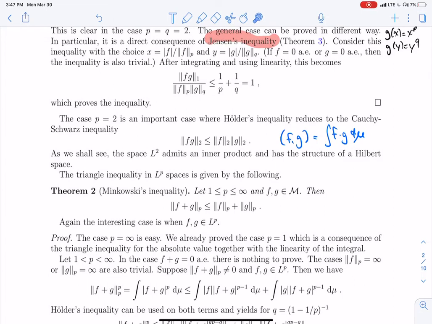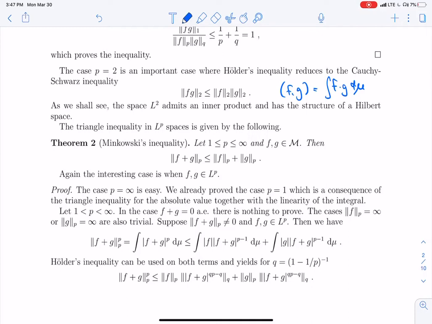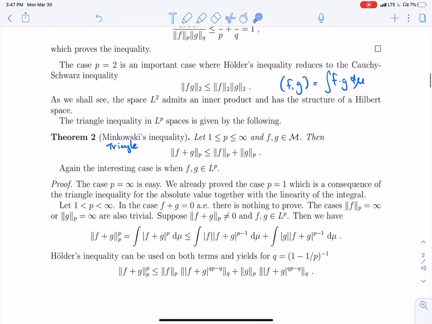We'll go back to that later. Now, the triangle inequality is called Minkowski's inequality for L^p spaces. And here it is. The norm of f plus g is smaller or equal than the norm of f plus the norm of g. Now, this is a simple consequence of Hölder's inequality.